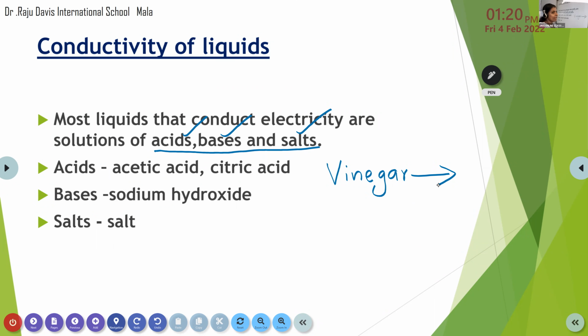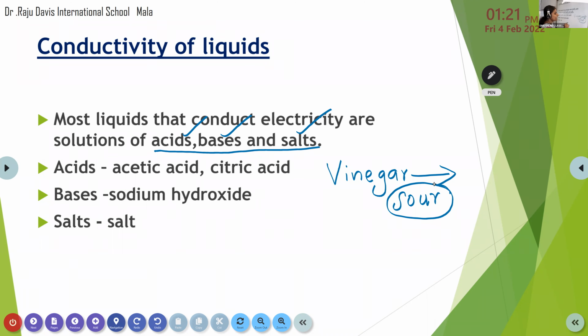What's the taste of vinegar? Sour taste. Why is it sour? Because it contains some acid. Lemon juice is also sour. Why is it sour? Because it contains some acid. If anything contains some acid, there is a sour taste.